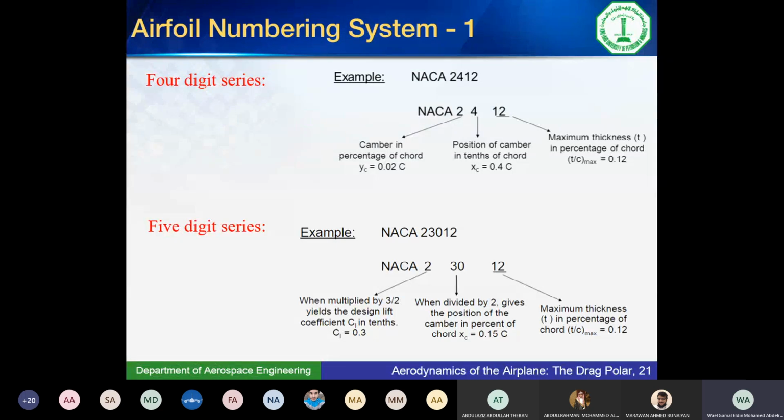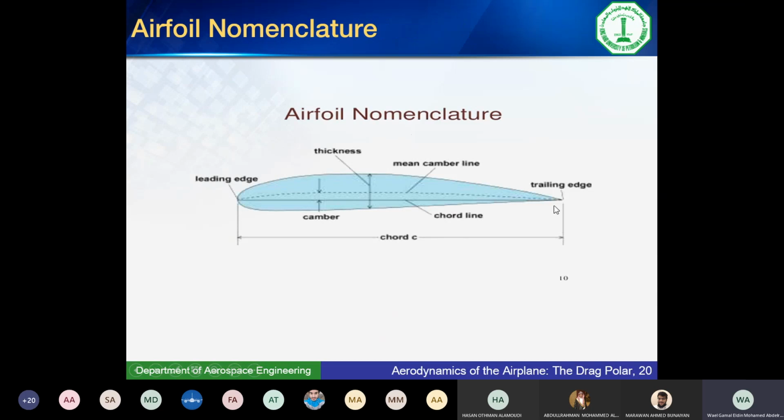Doctor, I have a question. What's the difference between the chord C and the chord line? C is the length of the chord line. Let me go back to the slide. You see, this chord line is the reference line that we have, and C is that length, the dimension. So C is like 5.3 centimeters, 6 meters, whatever. Okay, so it's the dimension.